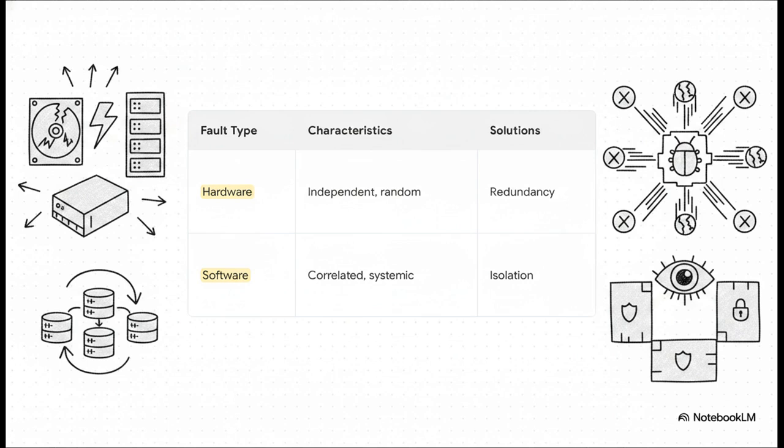Software faults, on the other hand, are far more dangerous because they are highly correlated. A bug in a shared module can cause every single node in your system to crash simultaneously. Fixing those requires deep system design, strict process isolation, and constant monitoring.